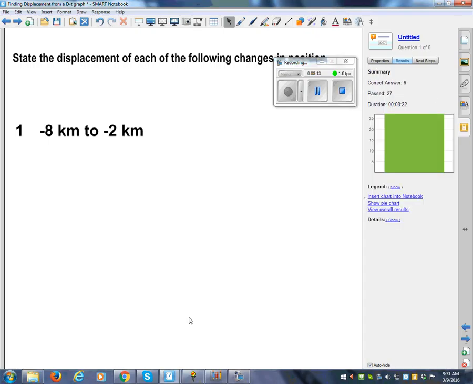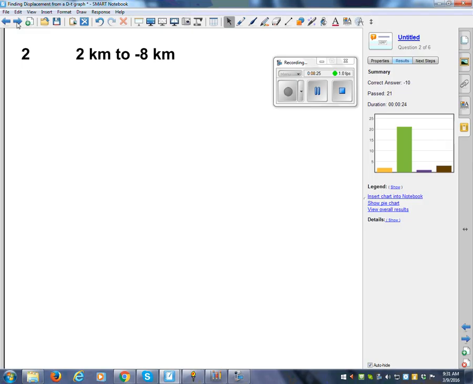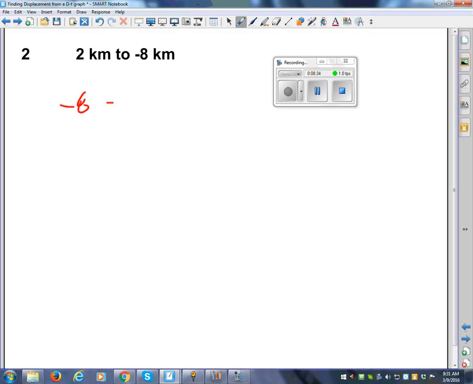I'm hoping, yay, everyone got 27? Pretty easy, right? From mine, 27, that's not right. Correct answer is 6. I'm looking at that number. Correct answer is 6. It's 7. Minus 10. Uh-oh, what's going on there? Final minus initial. Minus 8 minus 2 is minus 10.